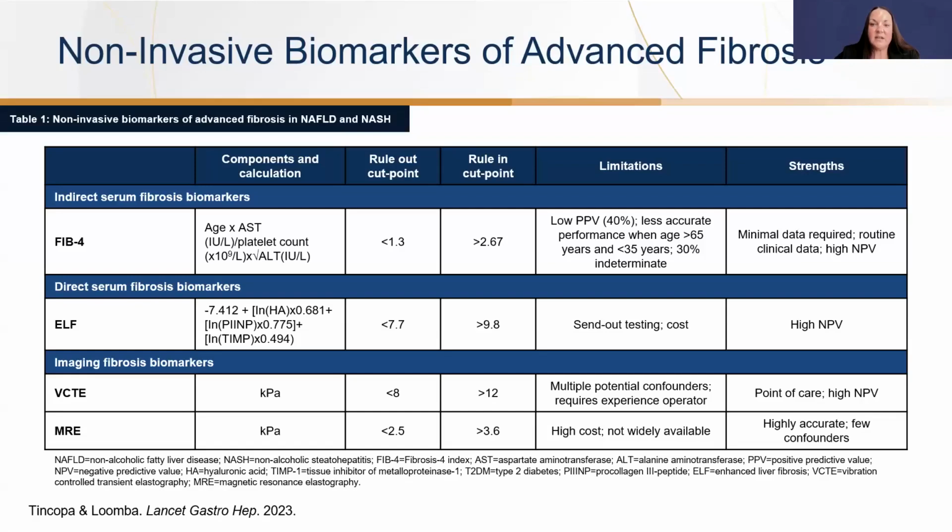For VCTE, it requires an experienced operator. You have to look at the other confounding aspects there. Is your patient morbidly obese? Are their transaminases tremendously high? Did they use an excessive amount of alcohol? That may present a false positive test. And as far as strengths go with VCTE, it is point of care. You can do this with abdominal ultrasound or FibroScan right there in your clinic at the bedside. And there is a high negative predictive value.